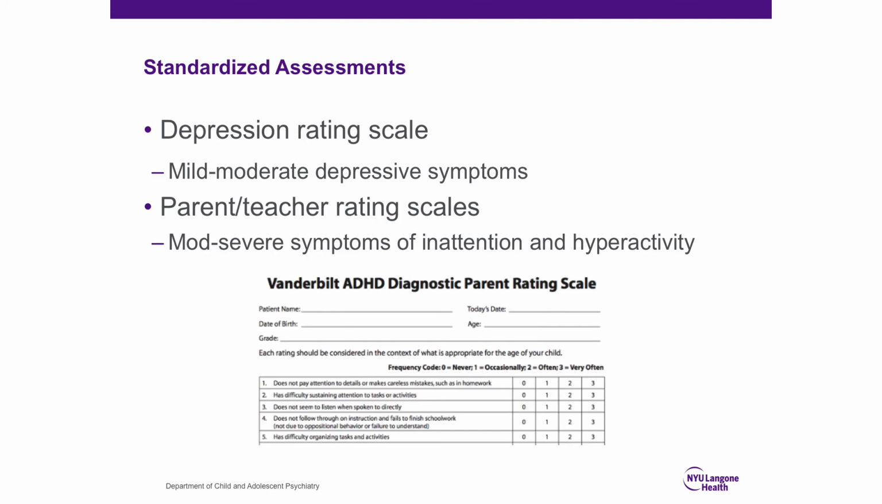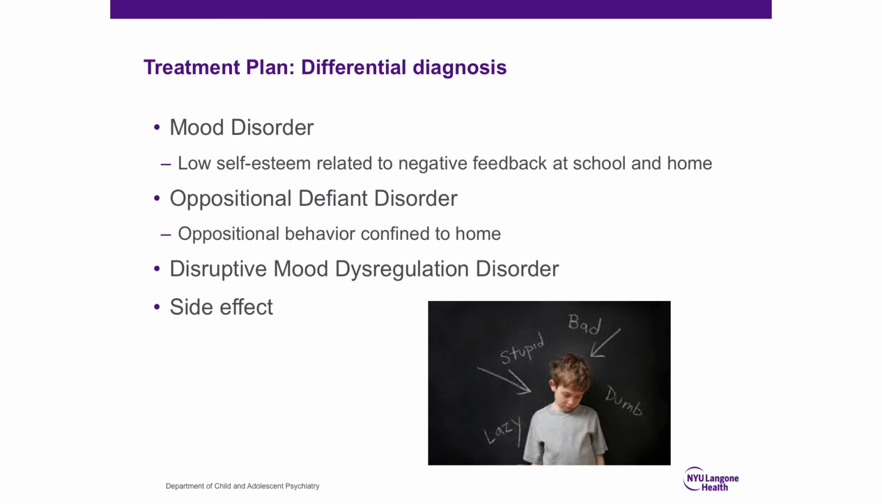So a self-rating scale showed mild to moderate depressive symptoms, and Vanderbilt rating scales, both teacher and parent, showed moderate to severe symptoms of inattention and hyperactivity. So it's pretty clear the youth has ADHD at this point. The other things: how do we explain the rest of what's going on? Is it a mood disorder? It could be. It could also be that he's had a lot of negative feedback from his untreated or suboptimally treated ADHD, and that's led to internalizing some negative thoughts about himself.